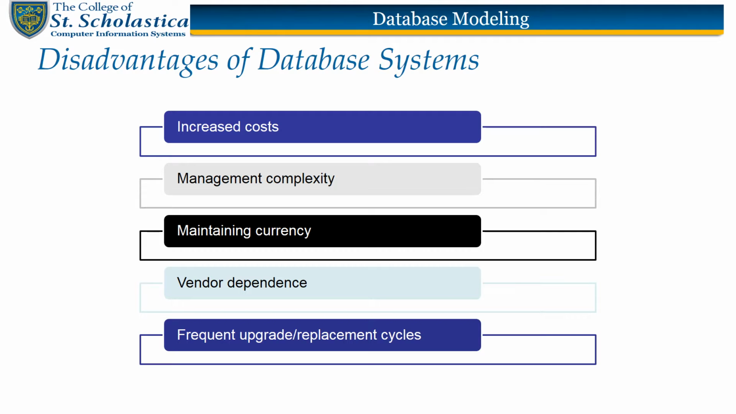Given the heavy investment in technology and personnel training, companies might be reluctant to change and become dependent on a specific vendor. Frequent update/replacement cycles: DBMS vendors frequently upgrade and replace their products by adding new functionality. Not only do the upgrades themselves cost money, it also costs money to train database users and administrators to properly use and manage the new features.